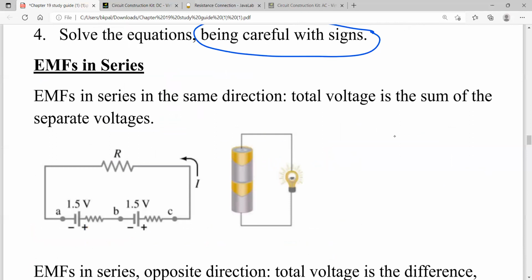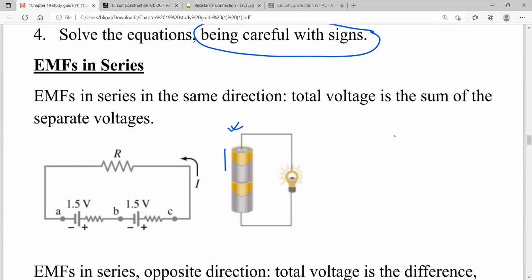So far what we learned is the equivalent resistance when resistances are connected in series and when they're connected in parallel. And in Kirchhoff's law we saw how to apply the junction rule and loop rule. Now the next thing you are going to learn is when batteries or EMFs are connected in series or in parallel.